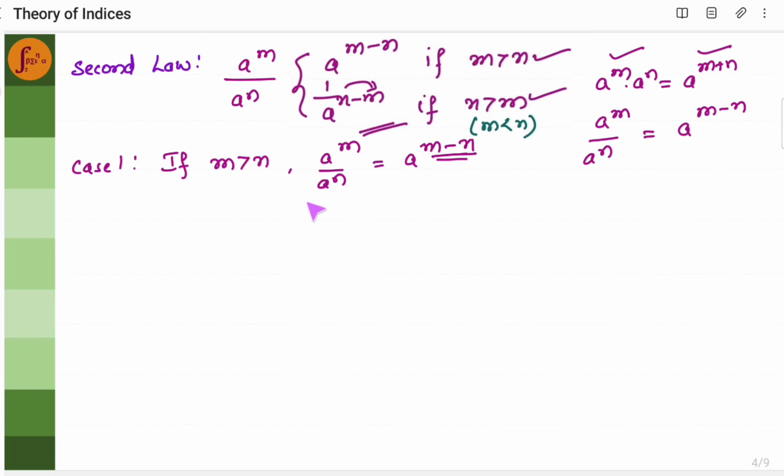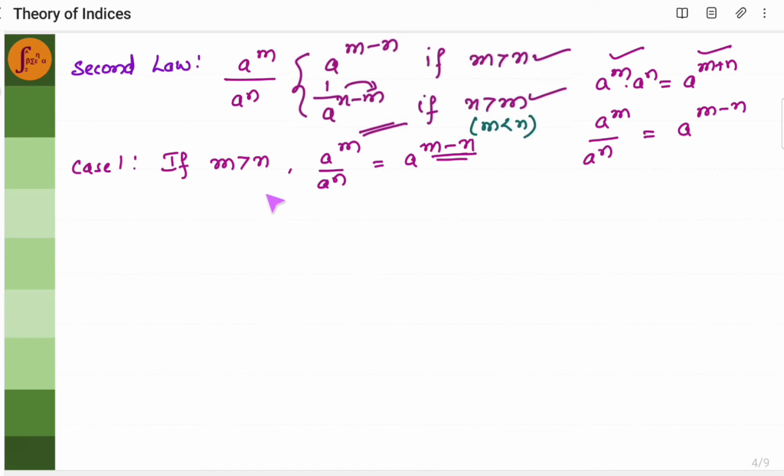So we can prove this using an example. We have two cases here. One is when m is greater than n, and one is when n is greater than m. When m is greater than n, it's going to be a to the power m minus n. When n is greater than m, it's going to be 1 by a to the power n minus m.